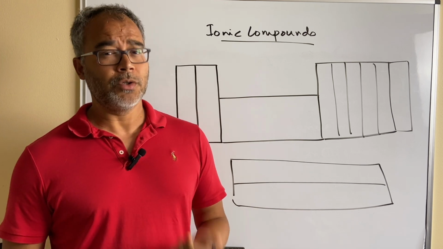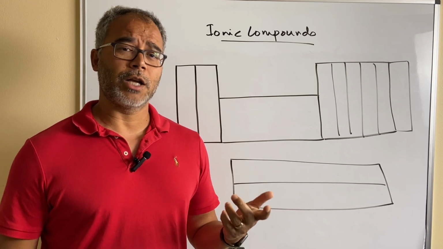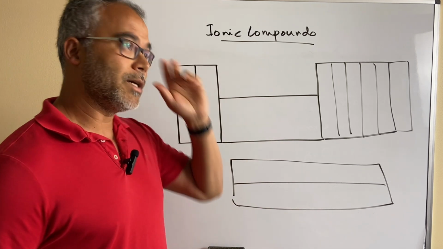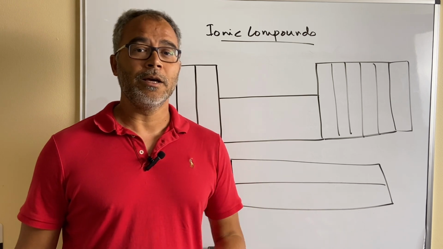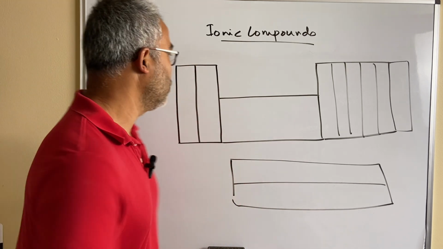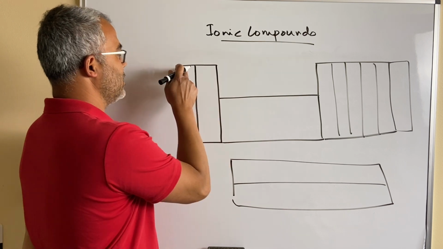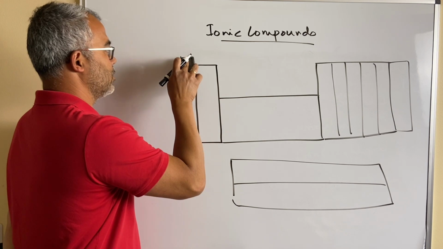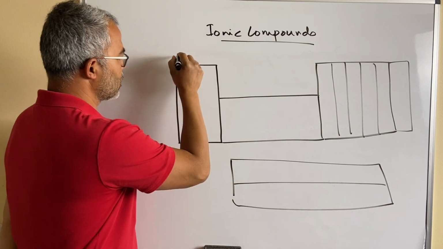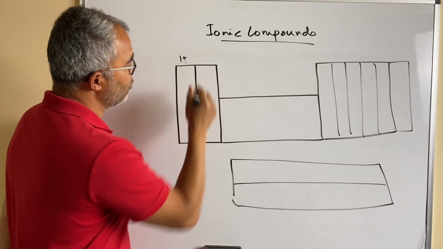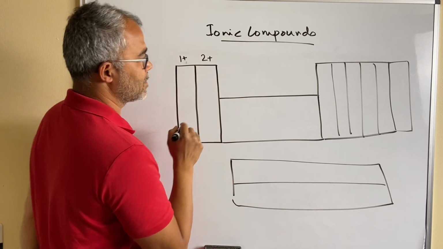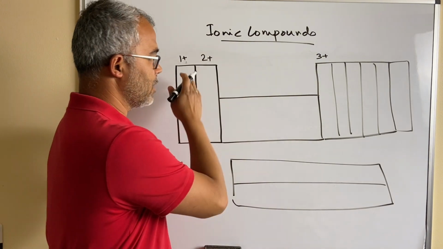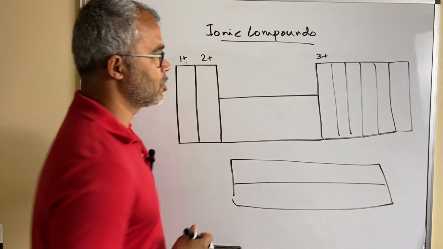That's number one. Number two is to understand what the charges of the metals are. There are two types of metals. One is the type of metal that's going to form a cation with only one type of charge. Anything in group 1 is going to form a charge of 1 plus. Anything in group 2 is going to form a charge of 2 plus. And in group 3, you have 3 plus. So those are the fixed charges. Anything in these groups is going to form fixed charges.